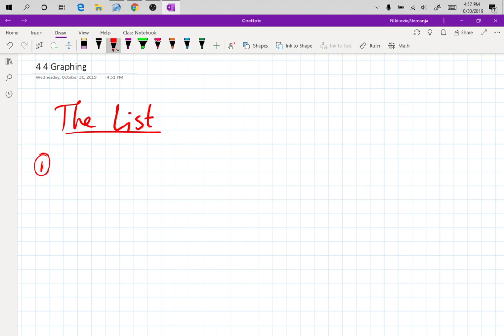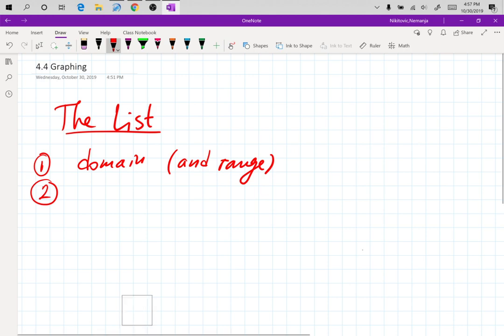So number one, domain, and I'll put in parentheses and range. Technically, we don't care about the range. Sometimes it's helpful, very, very subtle, right? So it's not a big deal. So domain, that's a huge part. The first thing you figure out is domain.